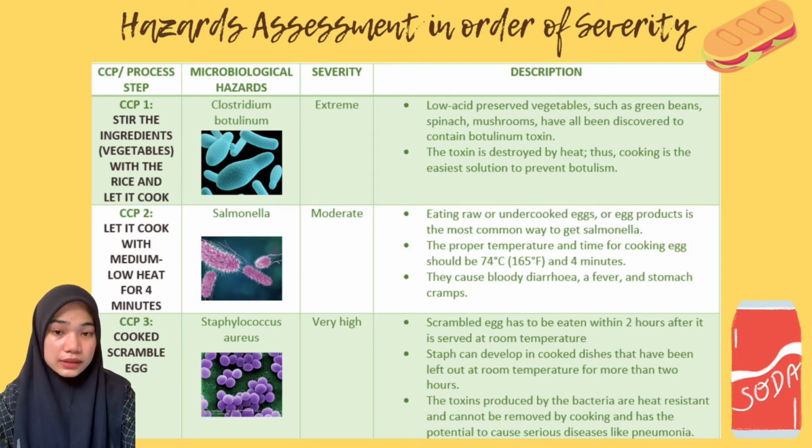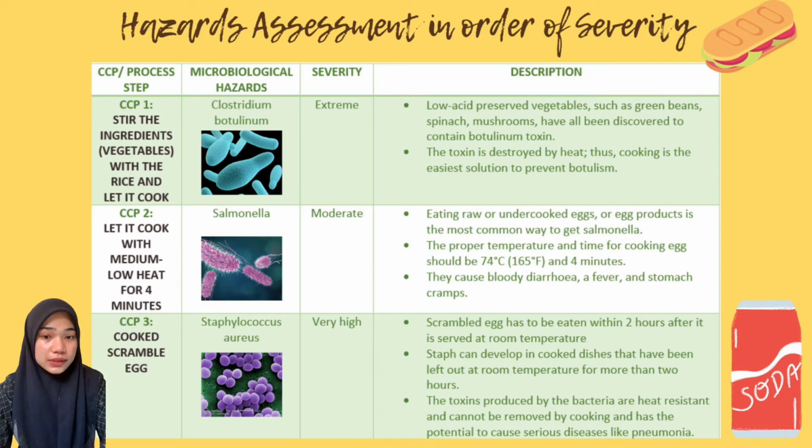Next is CCP3. The process step is cook scrambled egg. The microbiological hazard that can be found in this step is Staphylococcus aureus. The order of severity is very high. Description: scrambled egg has to be eaten within 2 hours after it is served at room temperature. Staphylococcus aureus can develop in cooked dishes that have been left out at room temperature for more than 2 hours. The toxin produced by the bacteria is heat resistant and cannot be removed by cooking, and has the potential to cause serious illness like pneumonia.